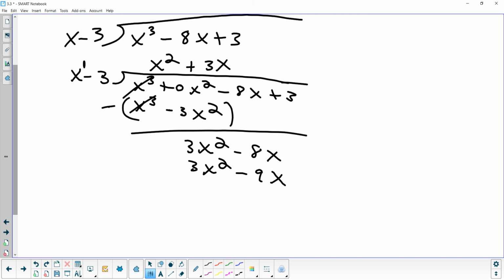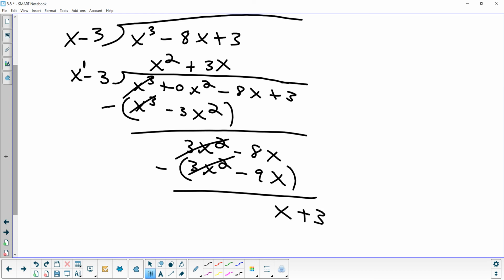And how about, let's see, Jocelyn, what am I going to do with those columns? Subtract it. Yep. And what's 3x squared minus 3x squared? 0. That's always going to happen. And what's negative 8x minus negative 9x? x. Good, x. All right, let's bring down the next term.